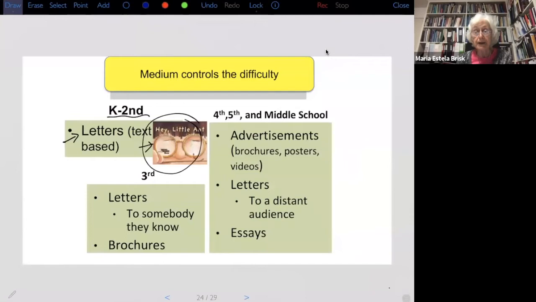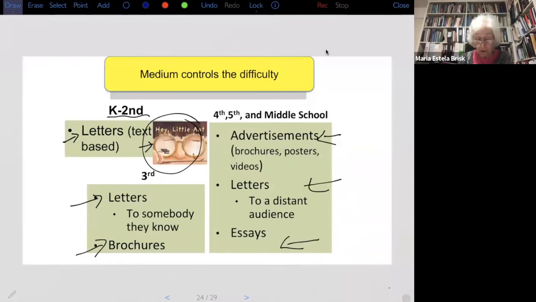And then in third grade, also we write letters or brochures, which are easier as medium. And later you can write advertisements or posters, or letters to a distant audience, not immediate, and then essays. So these increase the level of difficulty.